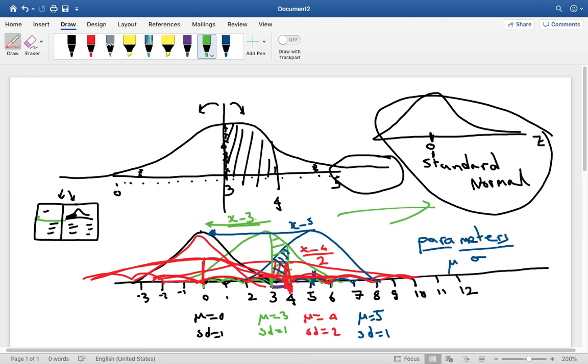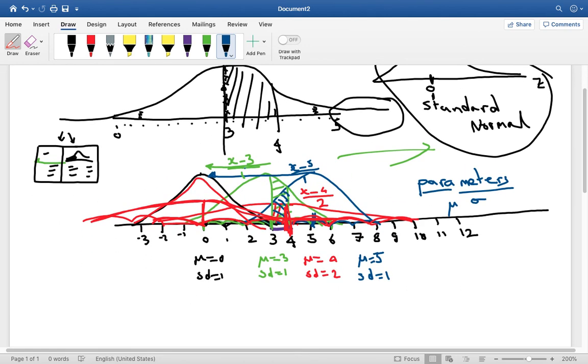X minus 3 divided by the standard deviation, which is 1, so it doesn't make a difference. And for the second one, the blue one, which had the same standard deviation, 1 again, I can divide by 1. Divide by 1 doesn't make a difference. So it's getting a bit busy there.